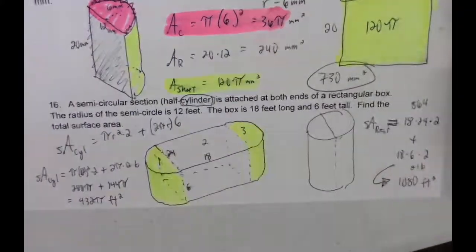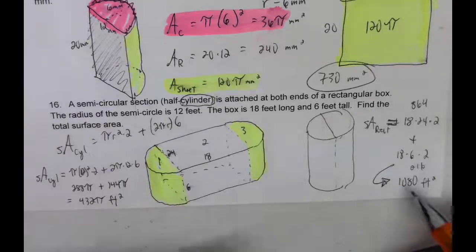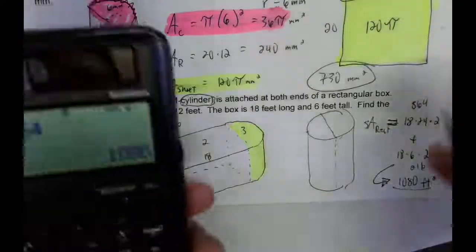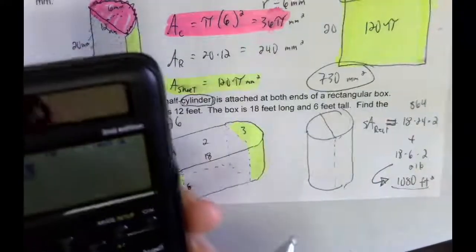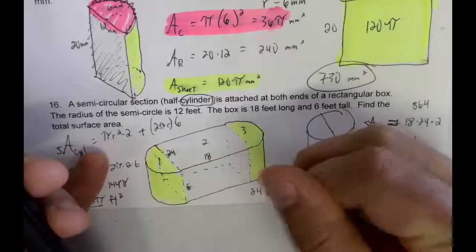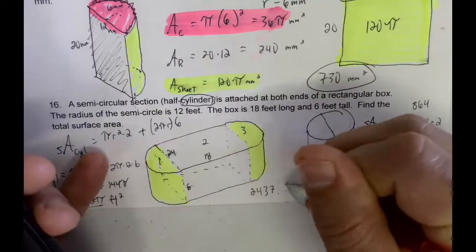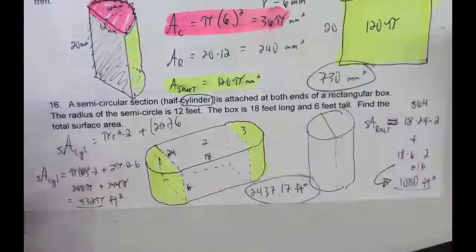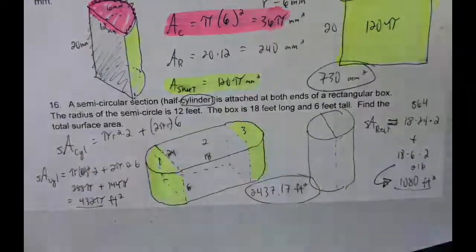So obviously, if we're finding the total surface area, we would add 1080 to 432 pi. So I'll do that really quick. Plus 432 pi. And we're going to get 2437.17 feet squared. That's a lot of surface area. That must be a big box.